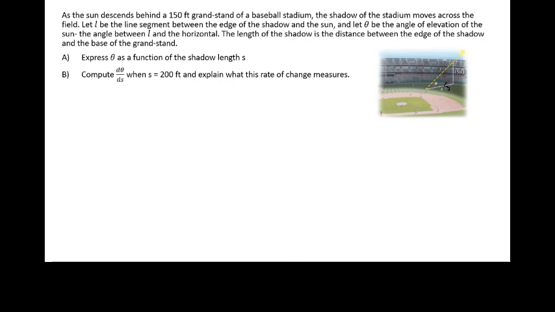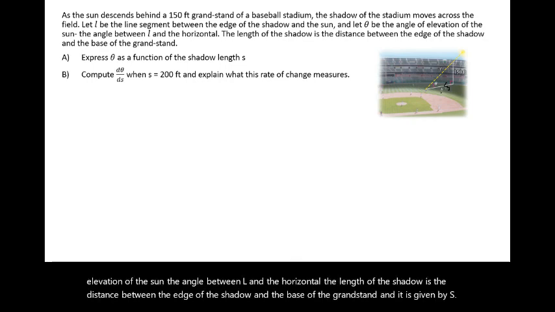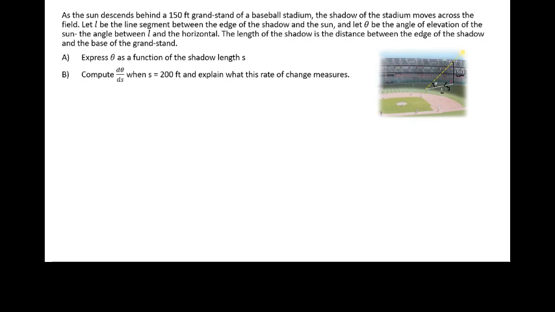So in this picture here, we have S, which is the length of the shadow. We have theta, which is the angle of elevation, and we have the grandstand. The grandstand is 150 feet. So before we even dive into either part of this problem, what we're going to do is first look at, all right, what is changing about this scenario, and more importantly, what is not.